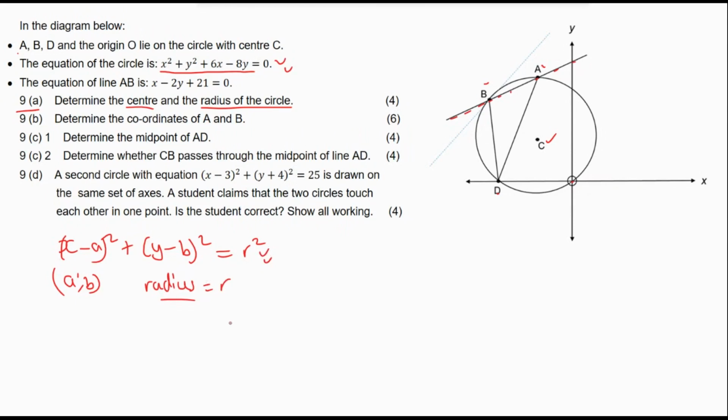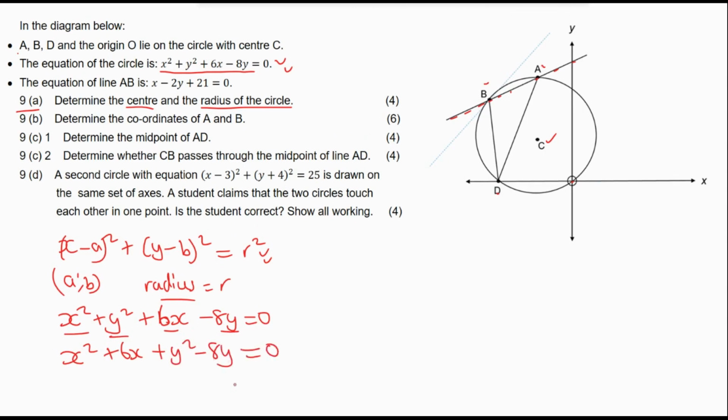And then how do we do that? We have to complete the square. So we have x squared plus y squared plus 6x minus 8y is equal to 0. Let's bring the terms with x together. So we have x squared plus 6x, and then we bring those with y together, plus y squared minus 8y is equal to 0.